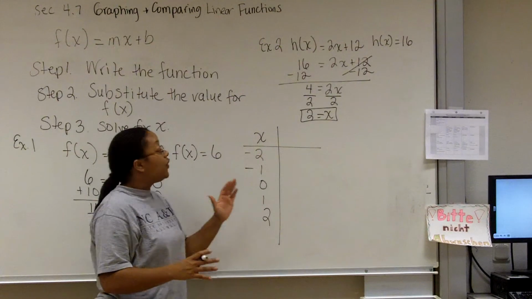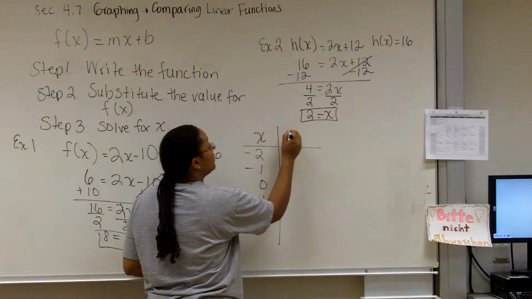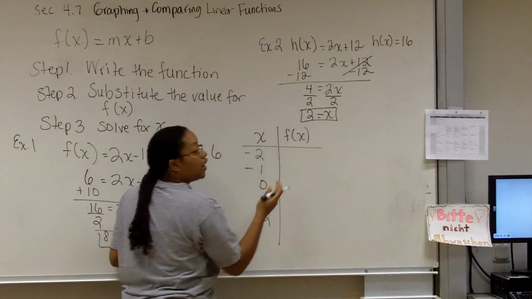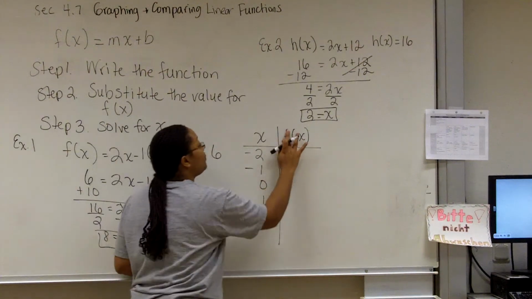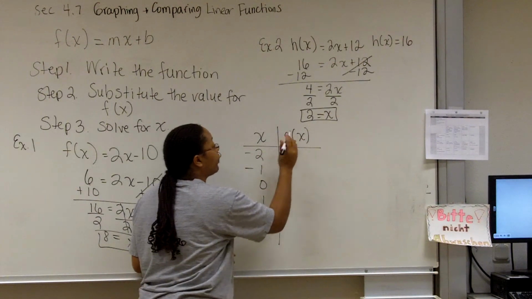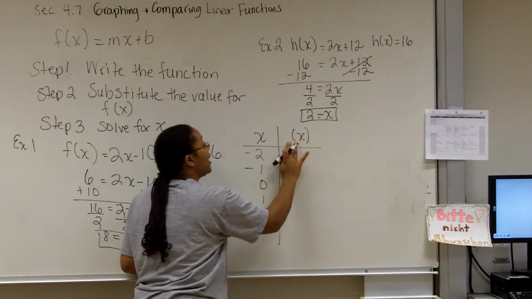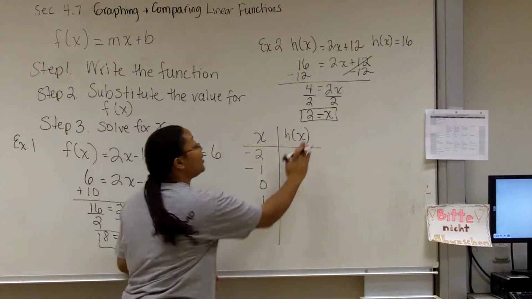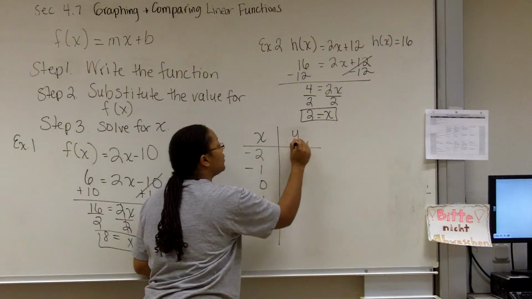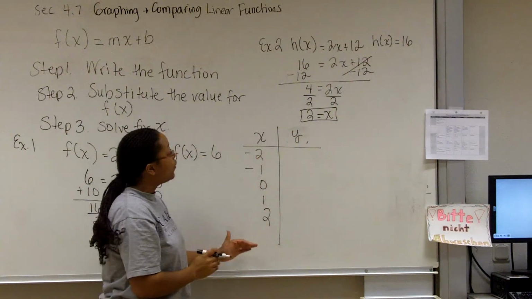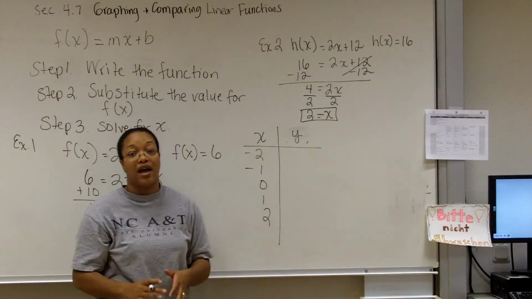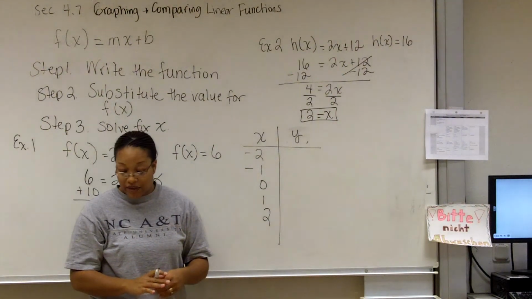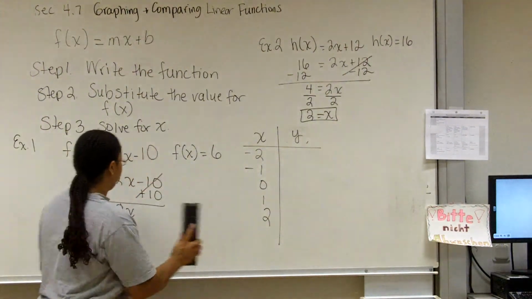Piece of cake. The only difference is this may say f of x instead of y. Or this may say g of x. Or it may say h of x. But you're still doing the same work as if it was a y. So when you're graphing functions, you make a table and you plot points. It's as simple as that.